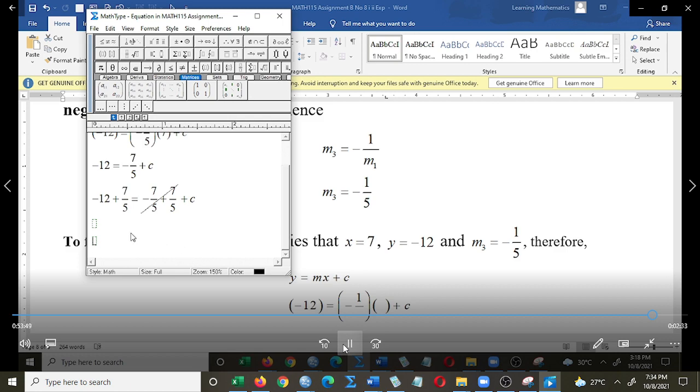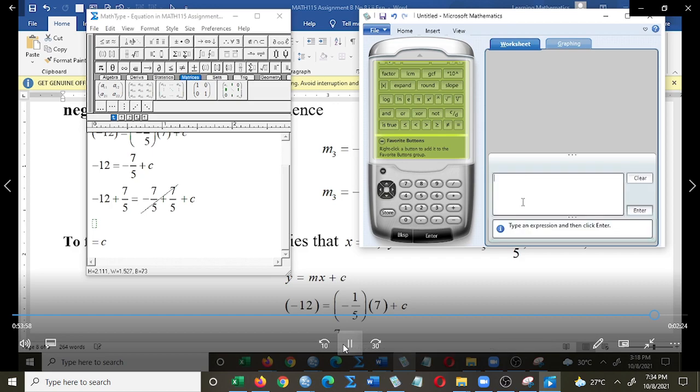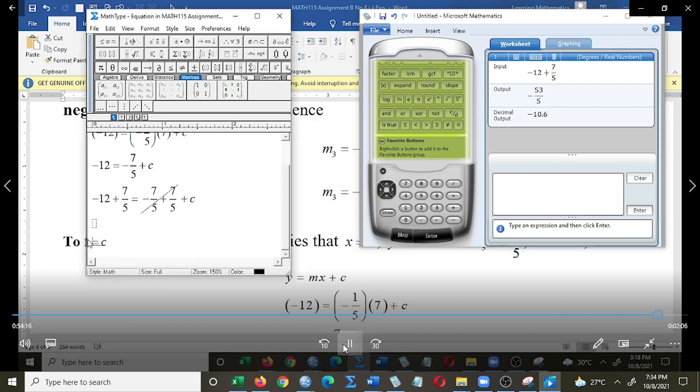Calculators, what is negative 12 plus 7 over 5? Negative 10.6, negative 53 over 5. So you can leave your answer as a fraction, or you can leave your answer as a decimal.